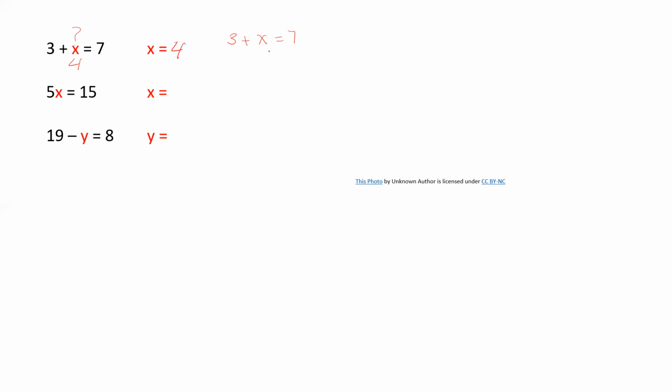In algebra, the main objective whenever you're trying to solve for the variable is to get the variable that you're trying to solve for alone on one side.